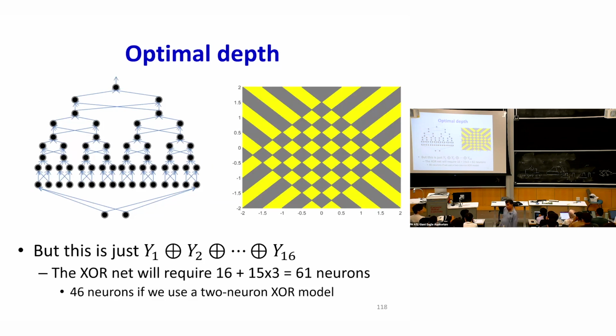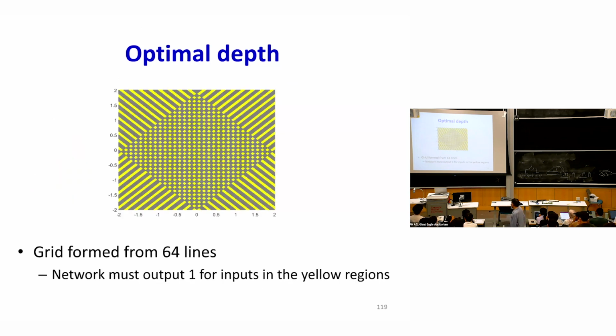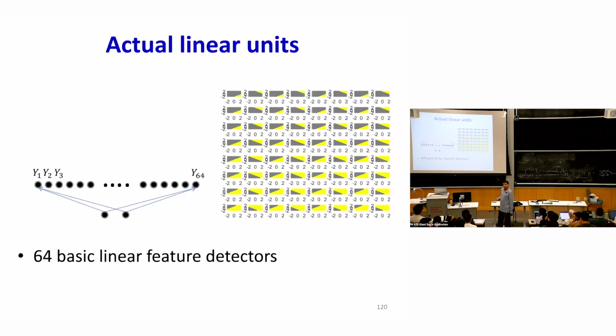Now, this is a very simple pattern. If I had something more complex like this with a grid formed of 64 lines, then I'd need 64 basic units, first level units, to capture the boundary lines.